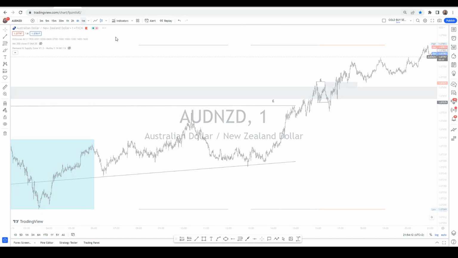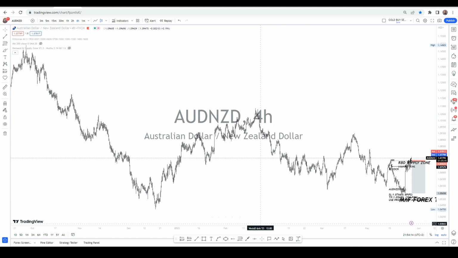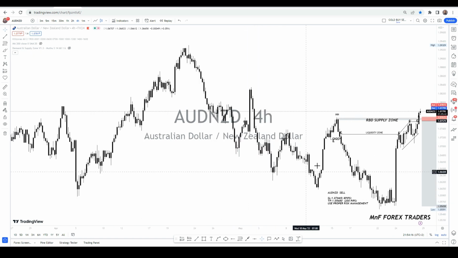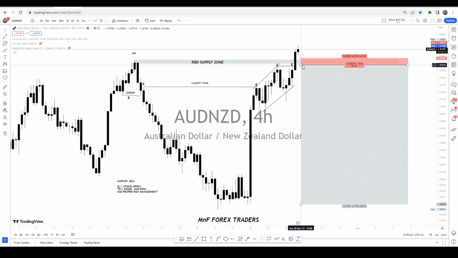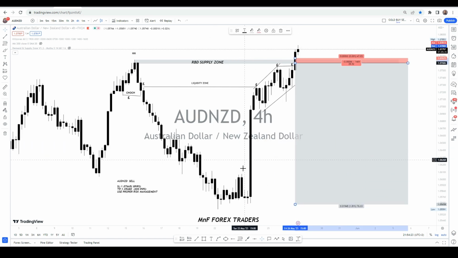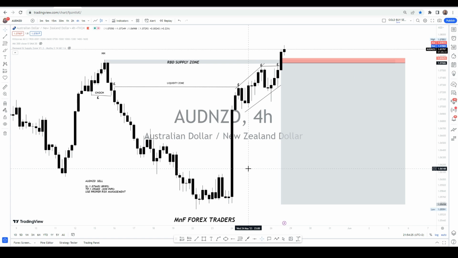From the higher time frame all the way to the entry, this was a perfect trade setup. This is something that I can take any time of the day. And we waited patiently for this trade. We waited for all the right things to happen before we could take this particular trade.